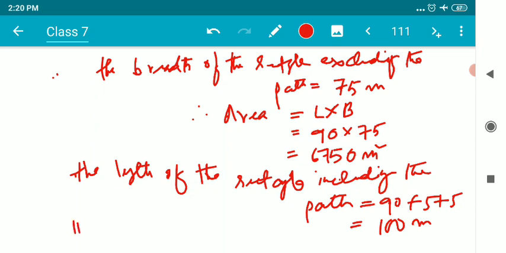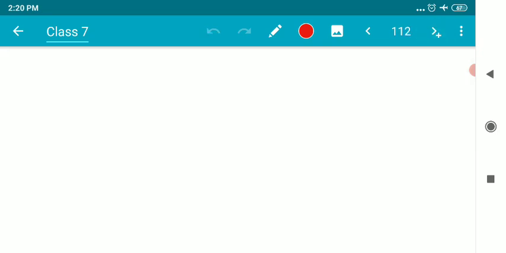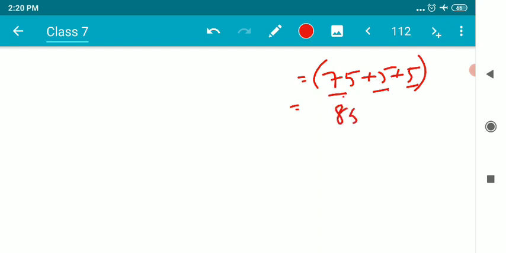The same statement I want to use for the breadth of this same garden. Breadth of the same rectangle will be 75 plus 5 plus 5. As I told, 5 meter and 5 meter is extended in all dimensions. So 75 plus 5 plus 5 will be resulting. 75 plus 5 is 80 plus 5 is 85. 85 meter. Now we can simply get the area of this rectangle.